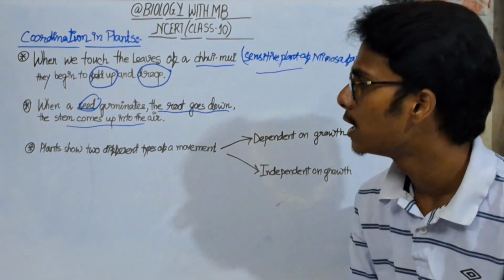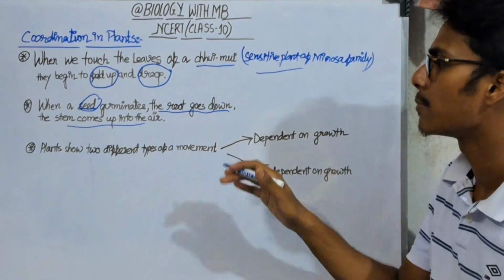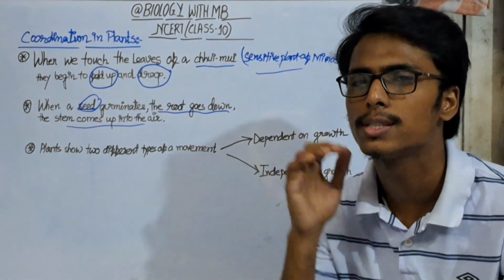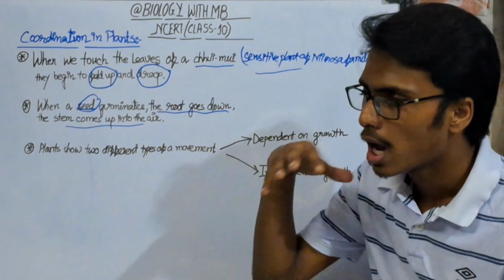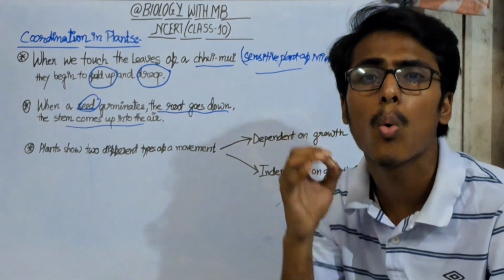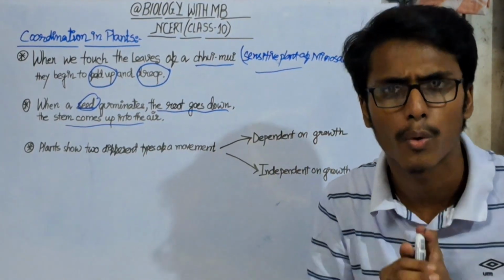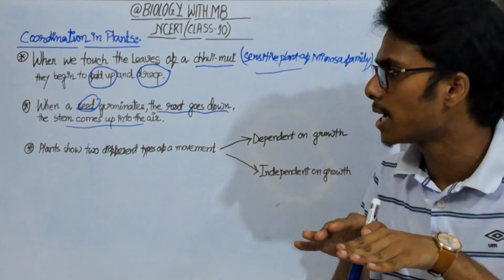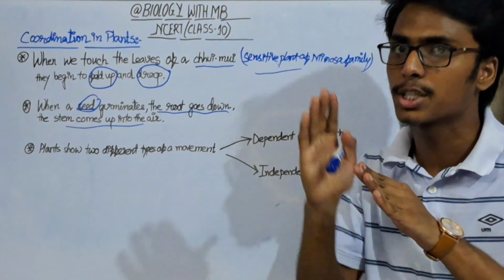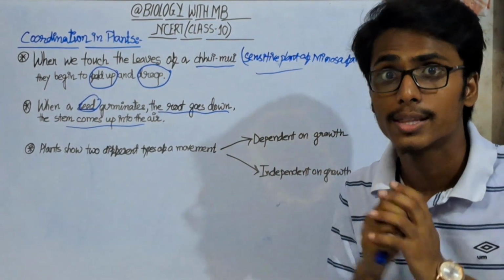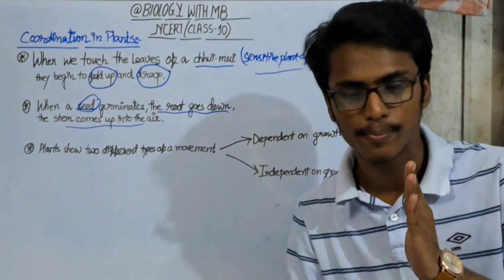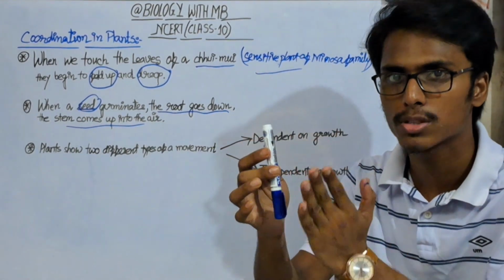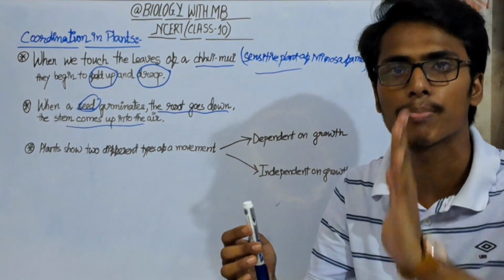Now, what is the next part? We will see plants show two different types of movement. Why do plants show two different types of movement? When a seed germinates, it shows a directional movement. What is directional movement? The root goes down and the stem comes up into the air. It's a natural phenomenon of a plant.